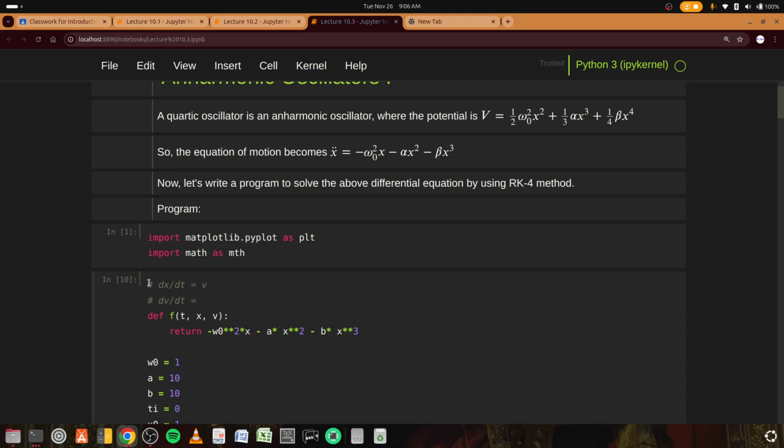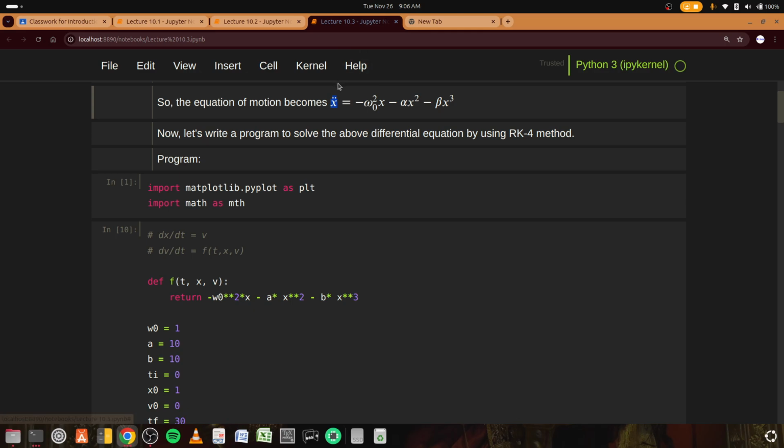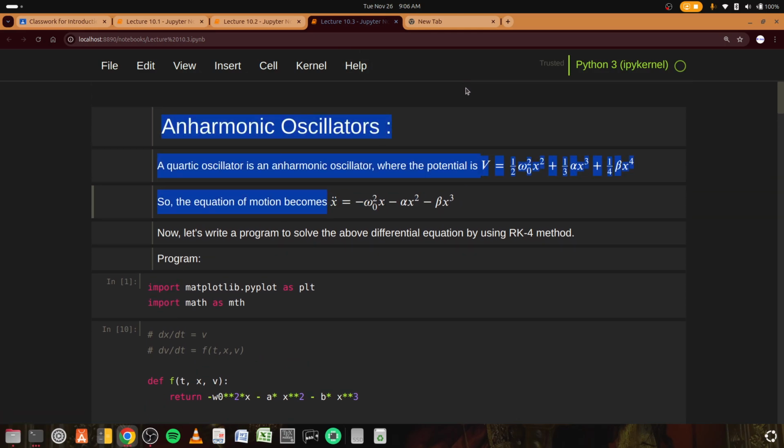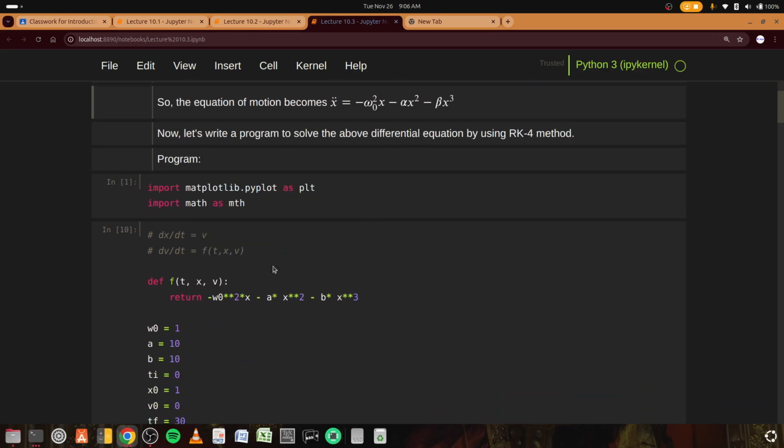This f of t, x, v function, right? So first you have to separate this differential equation, that is the double derivative. This double dot represents the double derivative of x with respect to time. So this double derivative of the x variable will give you this function here. So first you have to separate them into two differential equations.